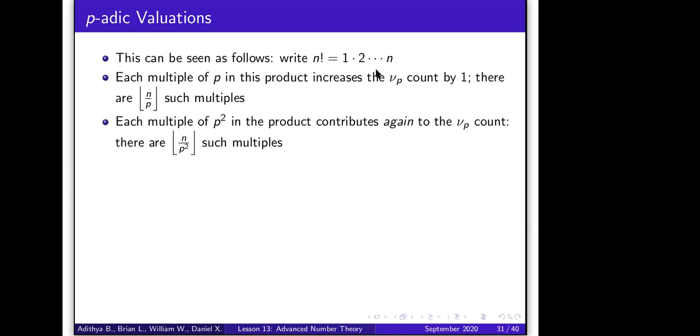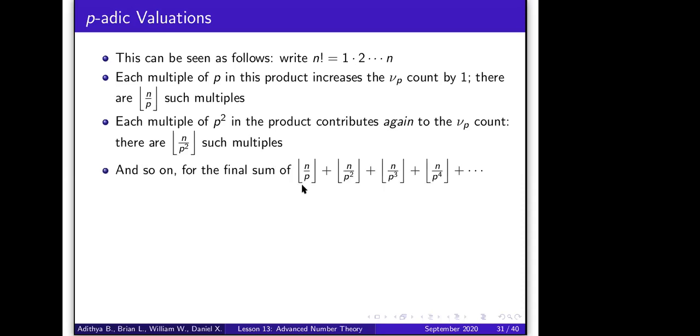But if it's a multiple of p squared, it has another factor of p to give. For the first term, we took p from all of the multiples of p, but multiples of p squared will still have a multiple of p remaining. And then each of these will result in another increase of 1. And we keep on doing this, and we get this big sum. This sum ends up being finite because eventually the floors are all going to be 0.